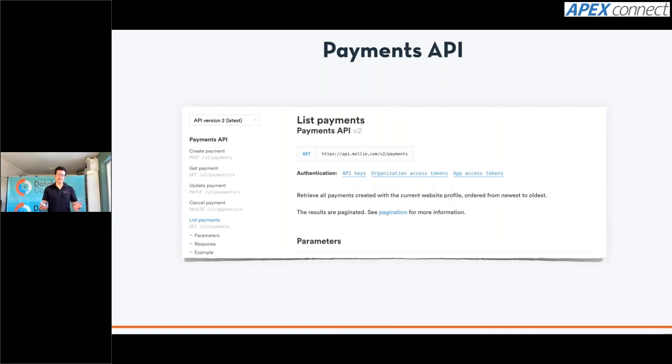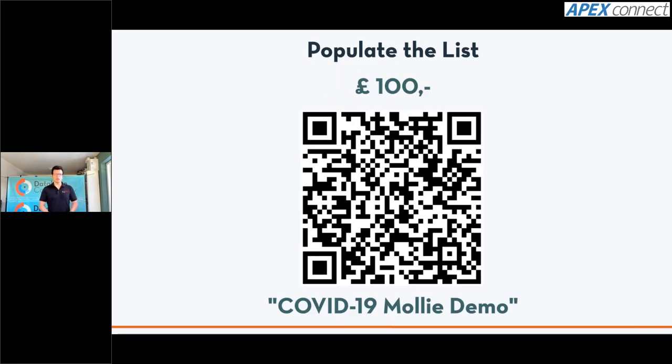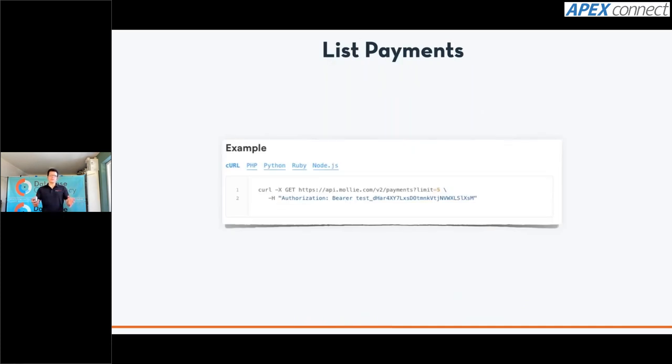But how can I list payments without having any payments already in this list? So that's why I want to ask you all to scan this barcode. Why 100 dollars or euros? For the Mollie demo, so we have a list that you can use later on in the presentation. Thank you for that. So now we have this list.